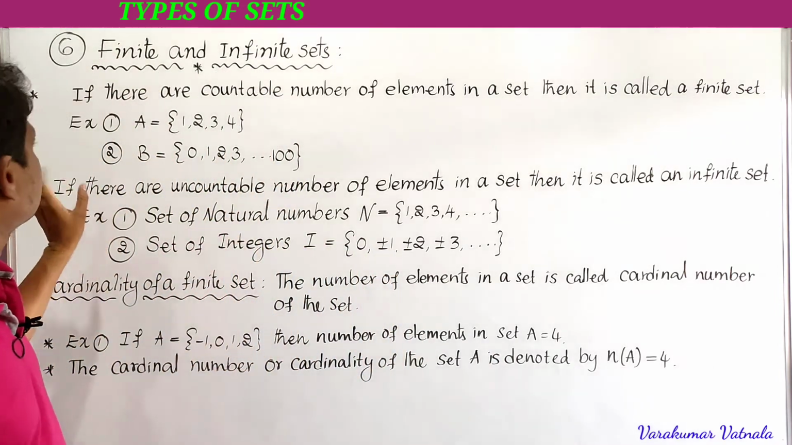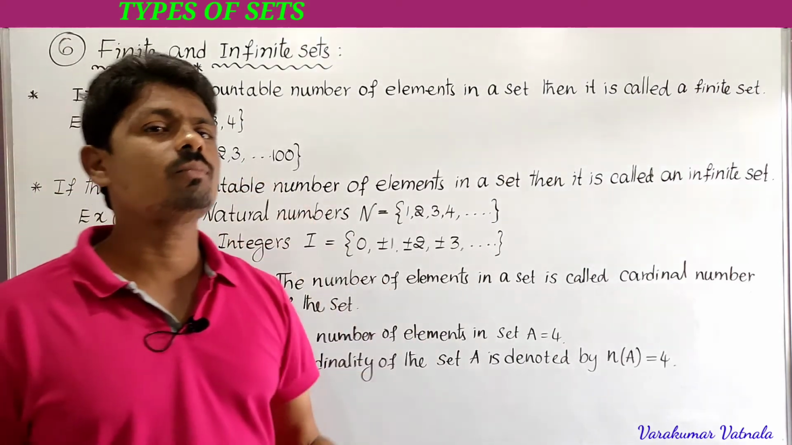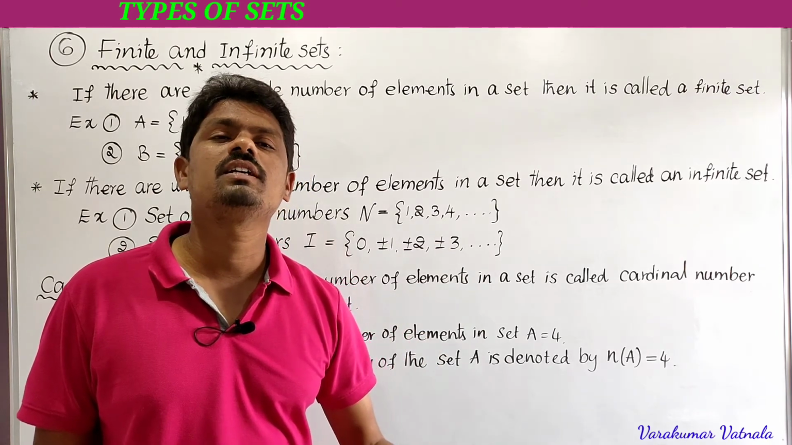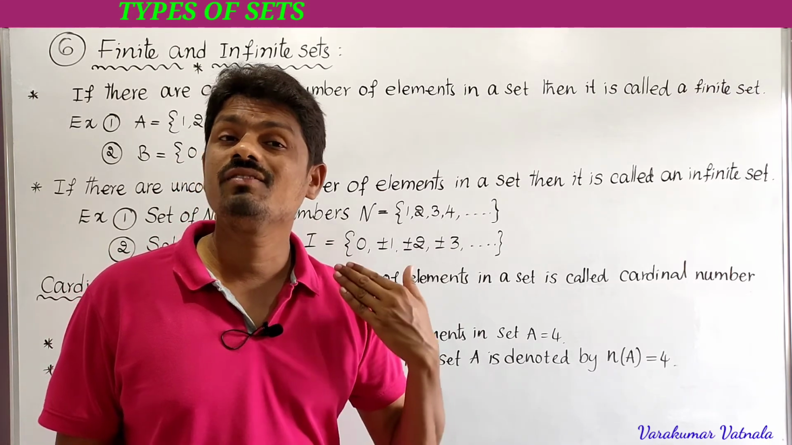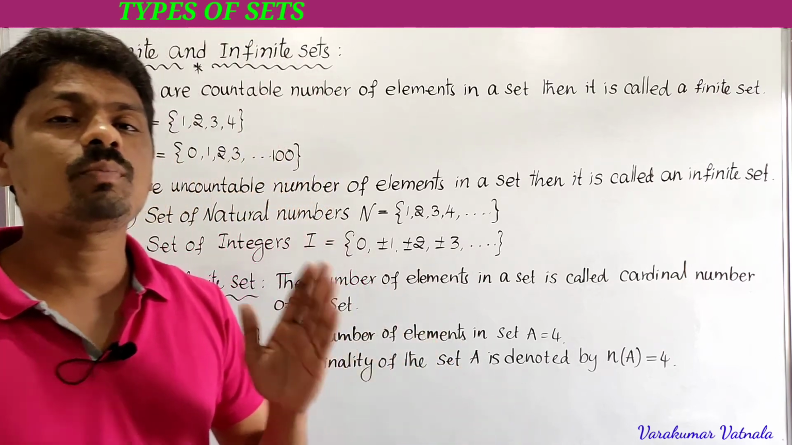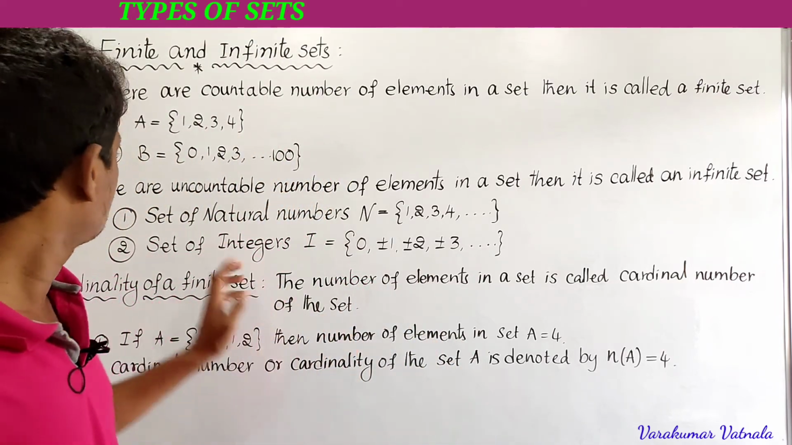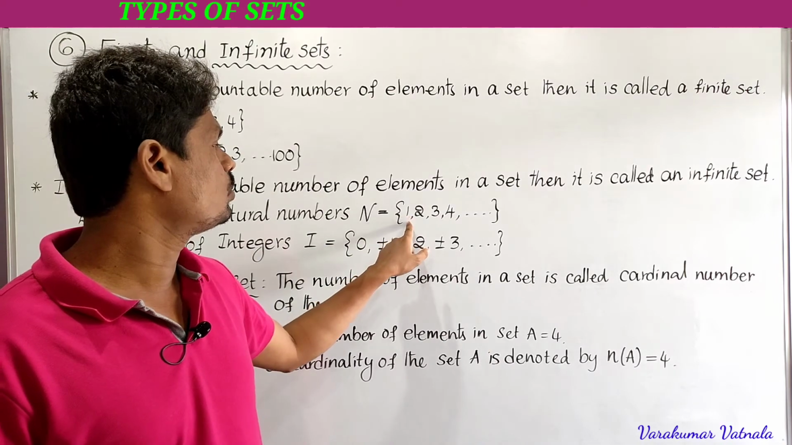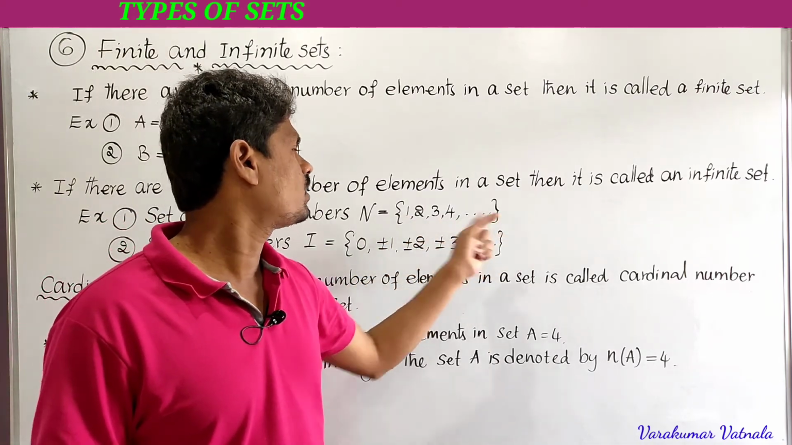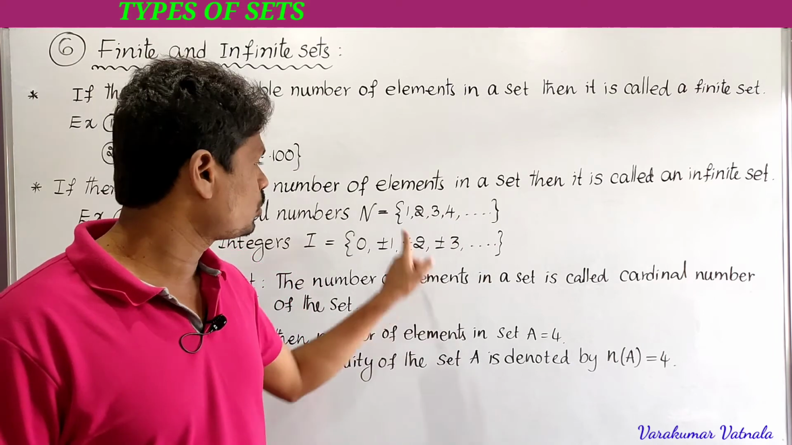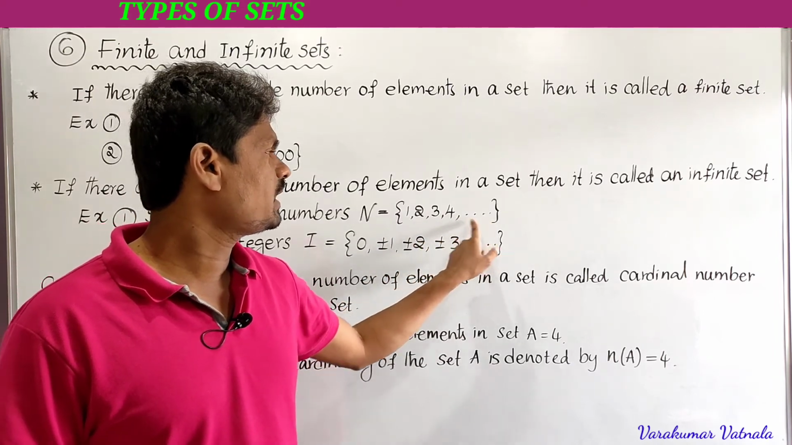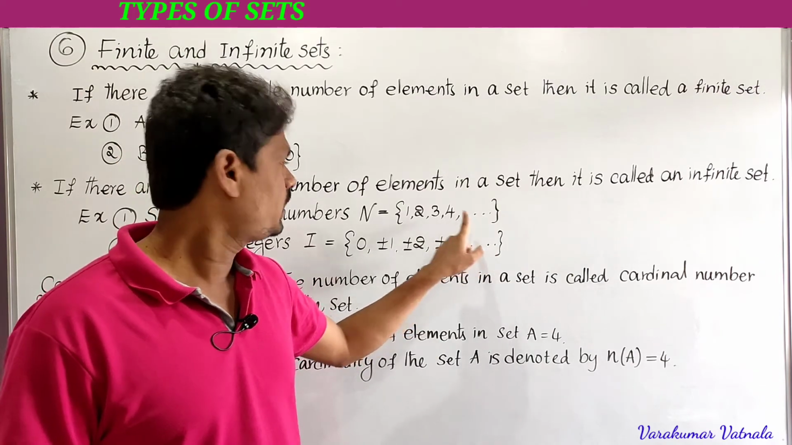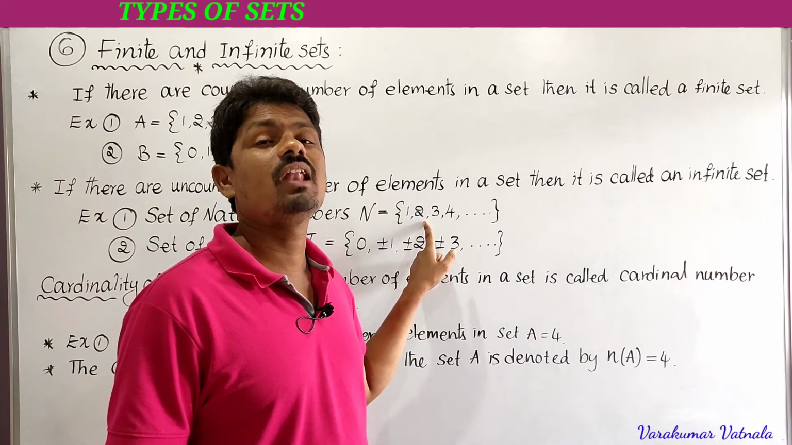So next, infinite set. If there are an uncountable number of elements in a set, then it is called an infinite set. So now it is not possible to say the number of elements. So example number 1, the set of natural numbers, capital N, is equal to 1, 2, 3, 4 and so on. So here how many elements are there? You can't say only 4. There are so many elements here. So it is not countable. It is uncountable. Hence it is an infinite set.